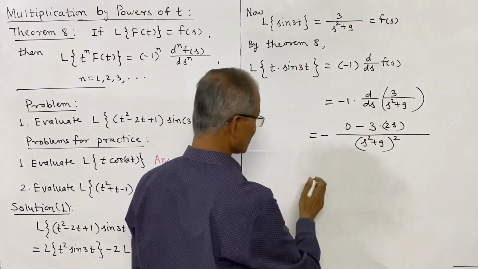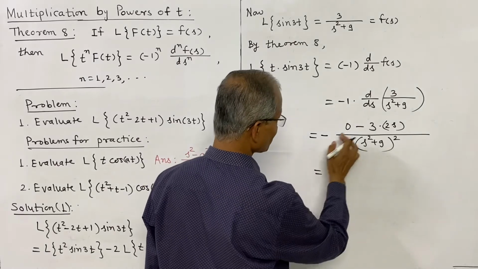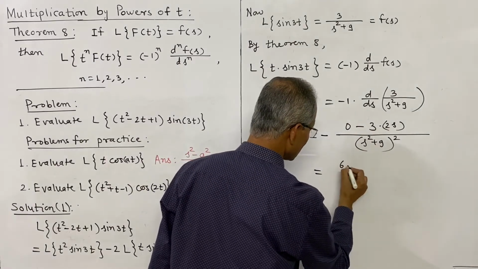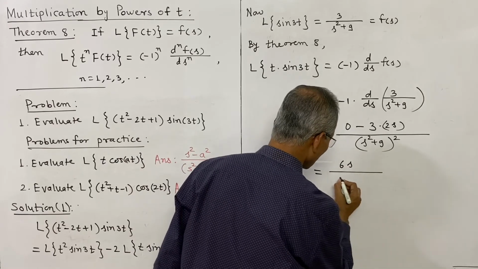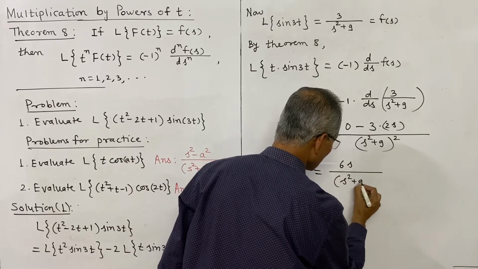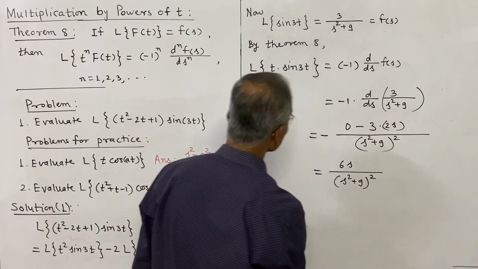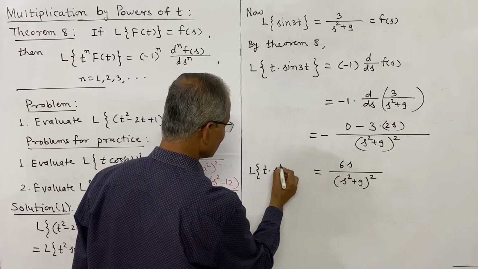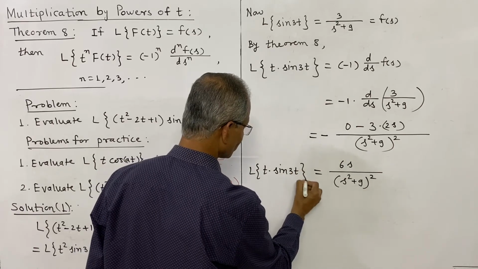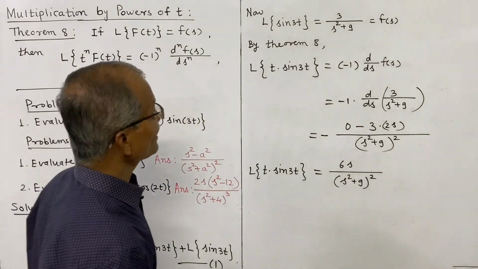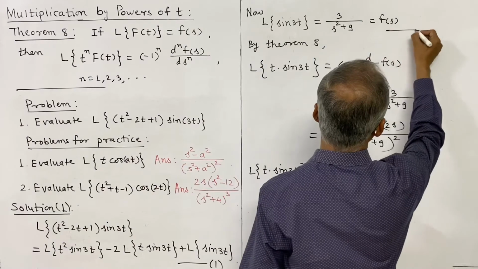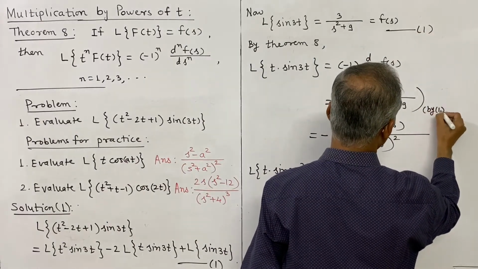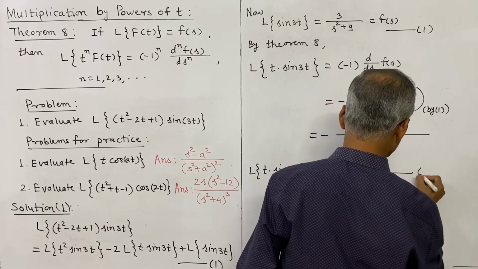So this much is the derivative, which is minus into minus, that is plus, 3 into 2 is 6, so 6s divided by (s² + 9)². So this is what we have obtained as L of t sin 3t. Now we can assume this as 1. So here we have used the result as 1, and we shall assume this as 2.